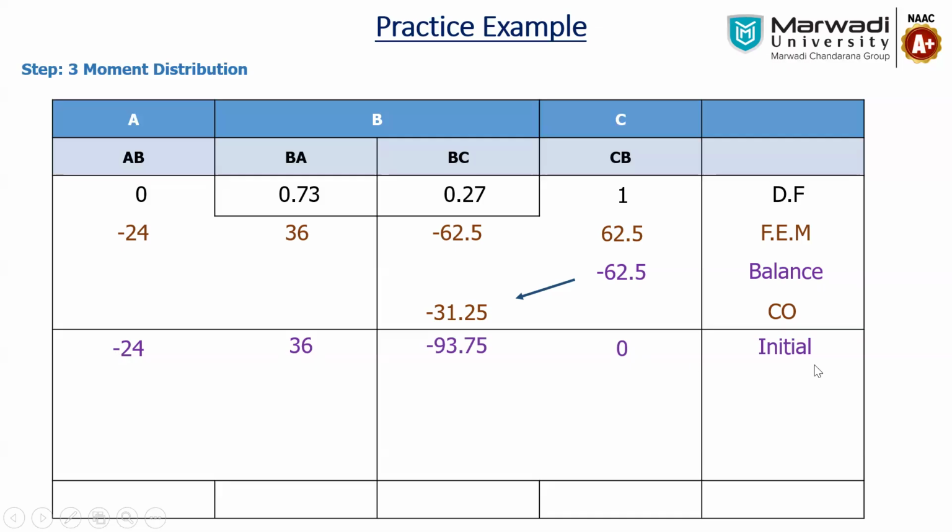Now this is our initial moment. When we see the final calculation, we don't have to look at the upper one because we are doing the summation over here by balancing or doing the end correction of the joint C.